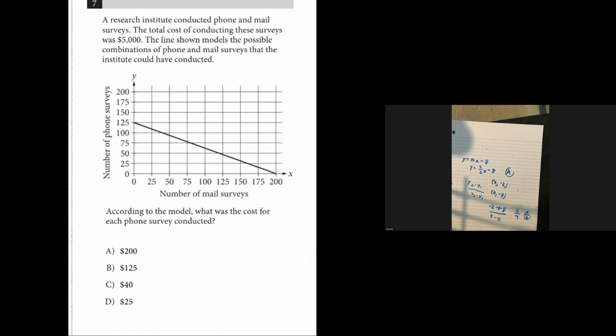All right, question 7. It gives us a model where we have to figure out or create a system of equations to solve for what they're asking. So I'll give you a minute.